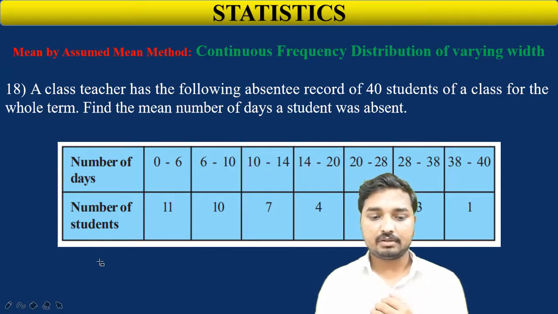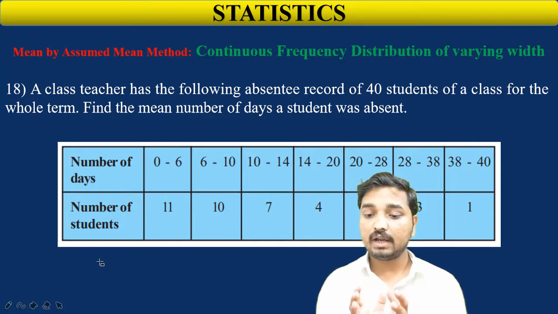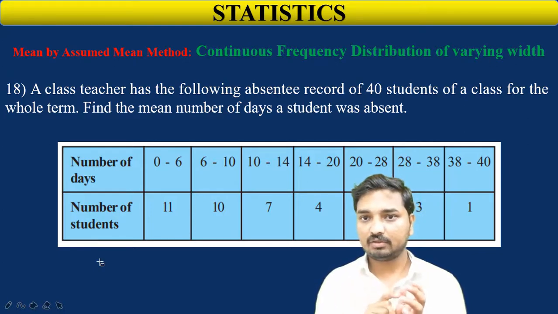Question 18: A class teacher has the following absentee record of 40 students of a class for the whole term. Find the mean number of days a student was absent. So this is the absentees data, and you need to find out the mean days of absence.